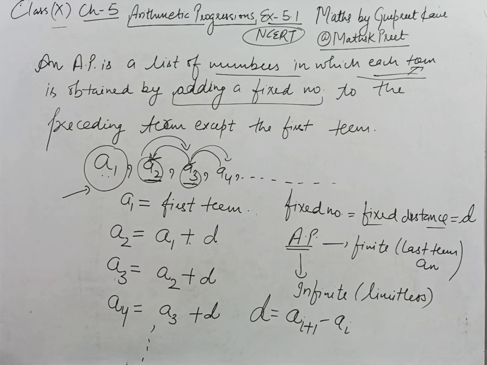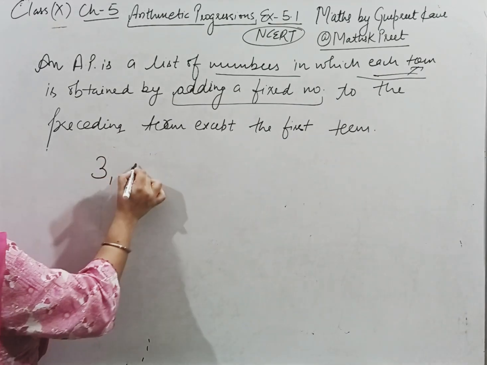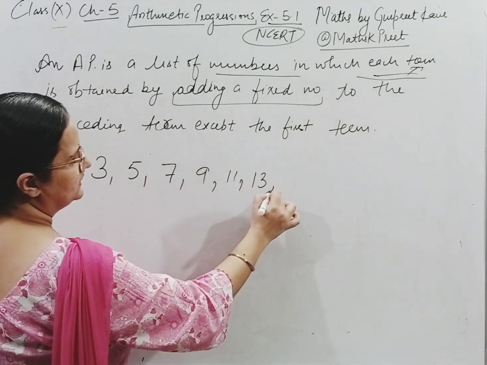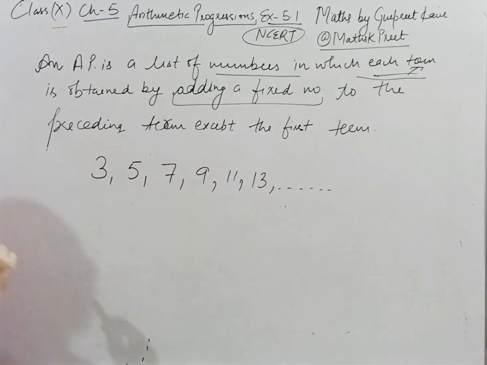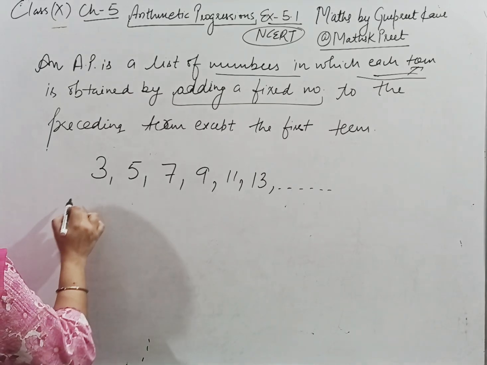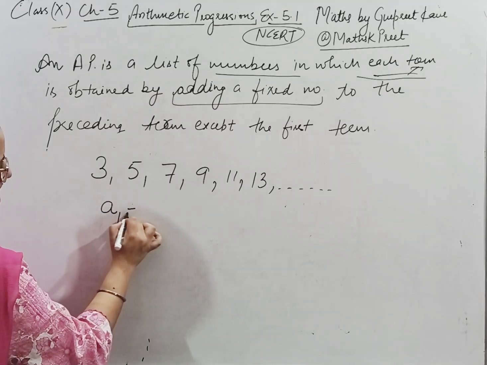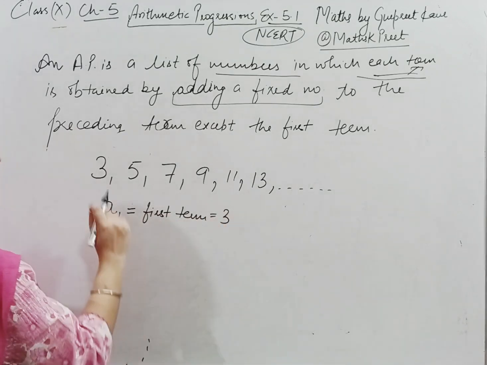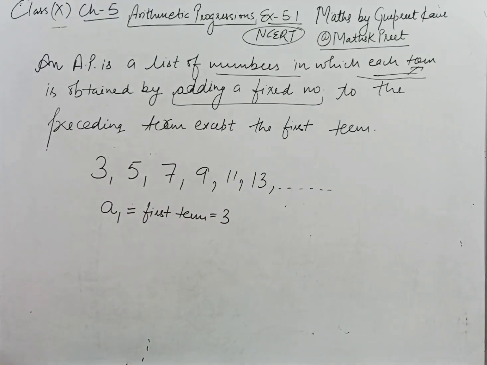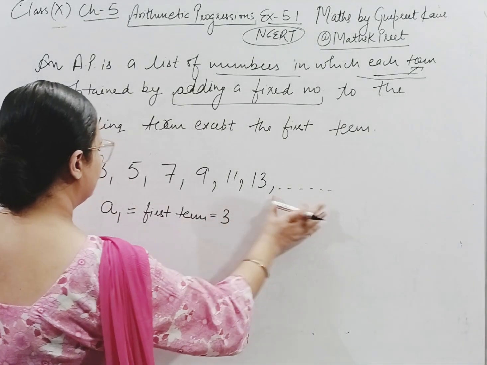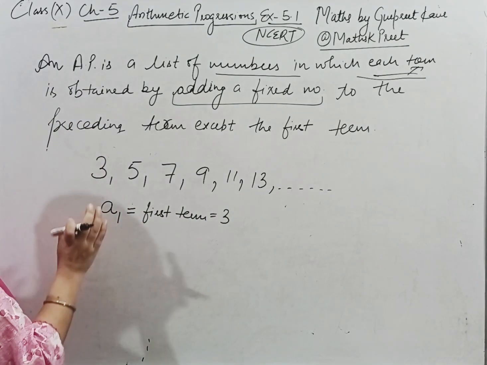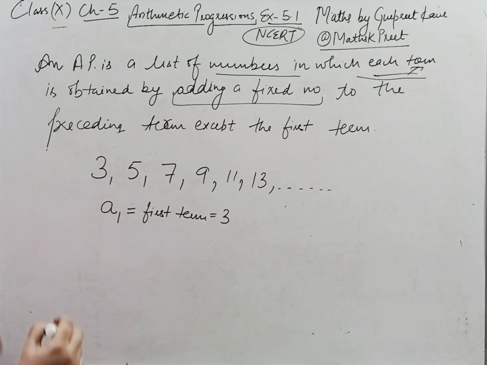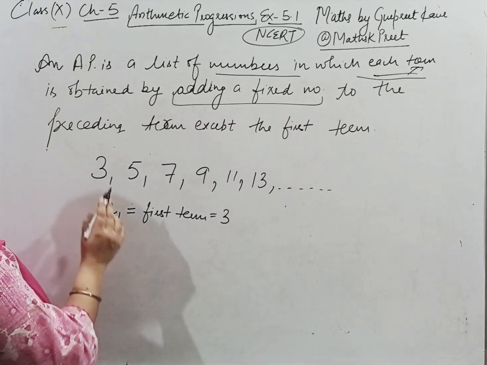Let's see a few questions. Suppose I write the sequence 3, 5, 7, 9, 11, 13, and it keeps on going. What is the first term here? A1, the first term, is equal to 3. It is an infinite sequence. Let's check whether it is forming an AP or not. What we need to check is the difference between two consecutive terms.